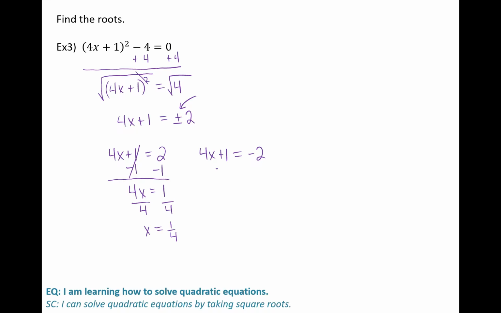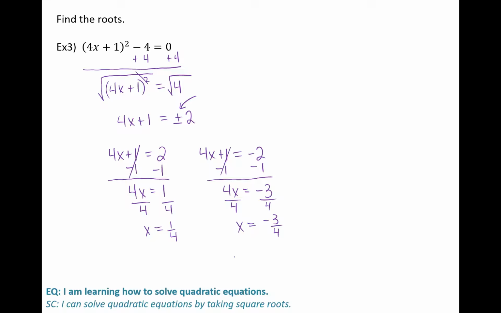For the other one, subtract 1 from both sides. I get, let's see, 1 minus 1 is 0. 4x equals negative 2 minus 1 gives me negative 3. Divide both sides by 4. I get x equals negative 3/4.